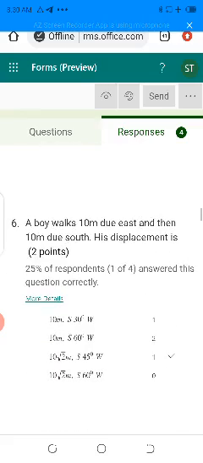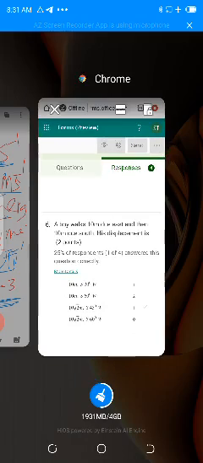The next question is a boy walks 10 meters due east and then 10 meters due south. We are looking for the displacement. Now, I don't know why some of you are getting 60 degrees, because I don't think there's anything given to you here to get 60 degrees. So let's look at this together.